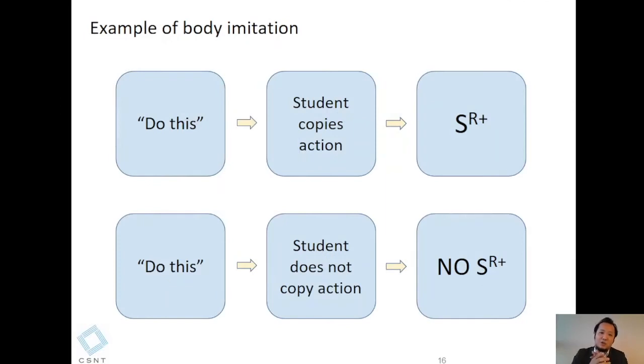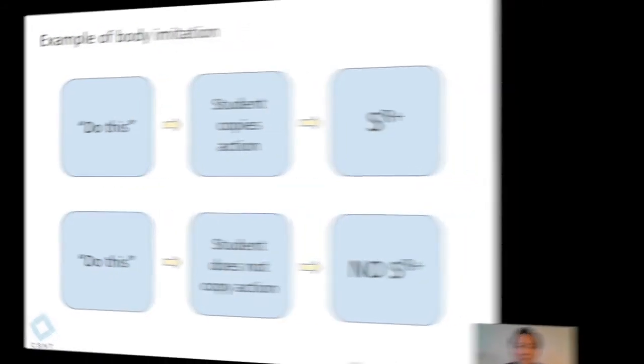An example of body imitation would look like this in the whole sequence in a 3-term contingency. We say do this, and then we do an action, and then the student copies the action, and once again there's a reinforcement. Or we say do this, the student doesn't copy, and then there's a lack of reinforcement. And here are some video examples of that.